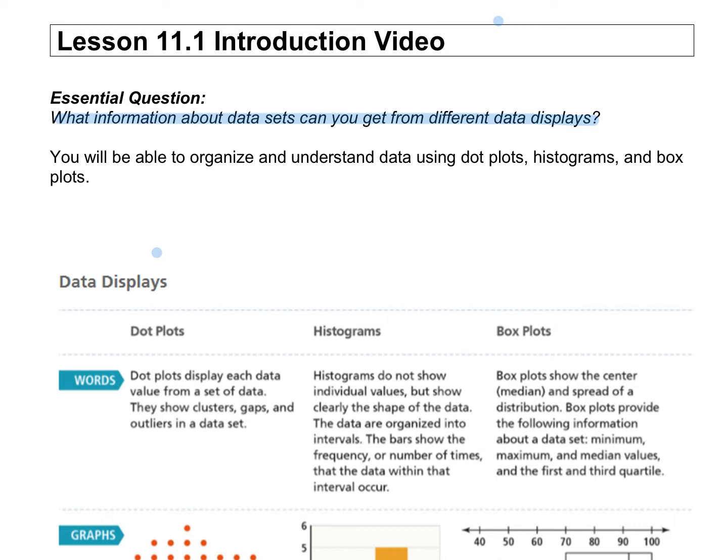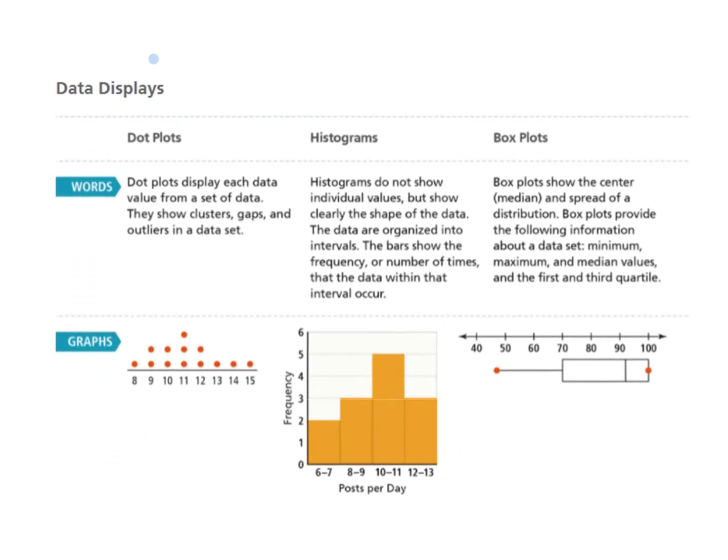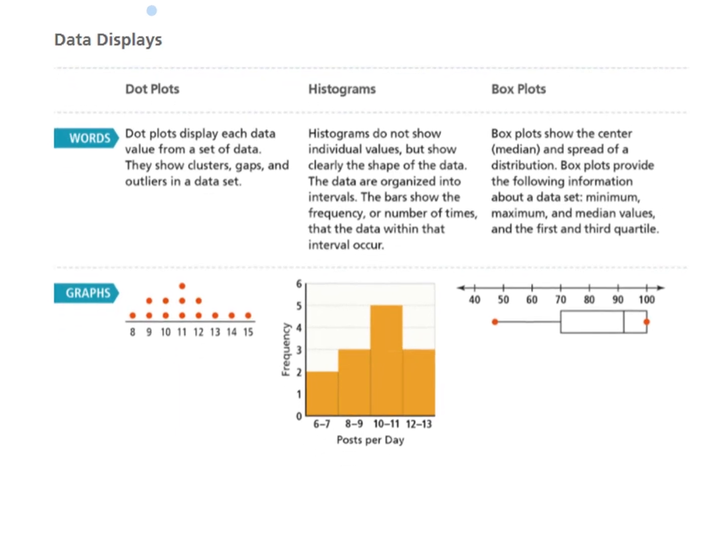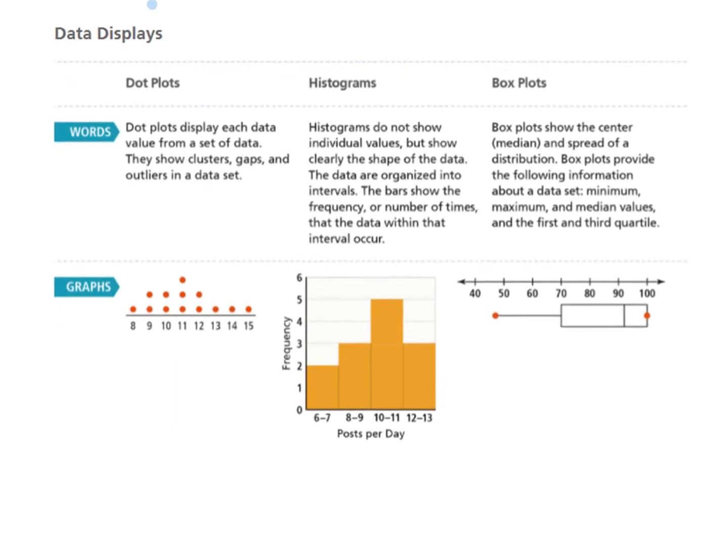We're going to focus on 3 different types of displays: dot plots, histograms, and box plots. You may have seen some of these before, so we'll get into the details of these. Dot plots will display each data value from a set of data. So you're going to see individual points. This will show clusters, gaps, and the outliers in the data set.